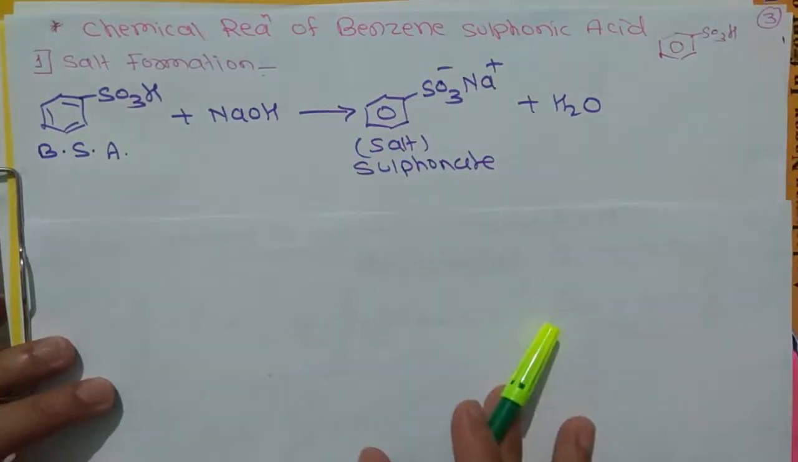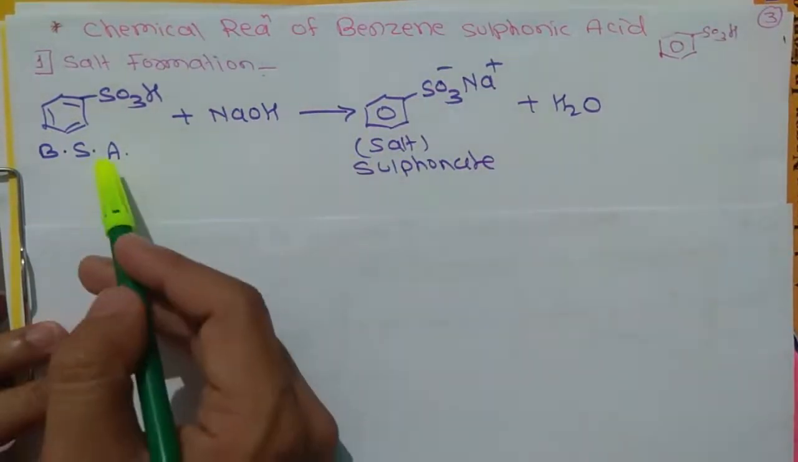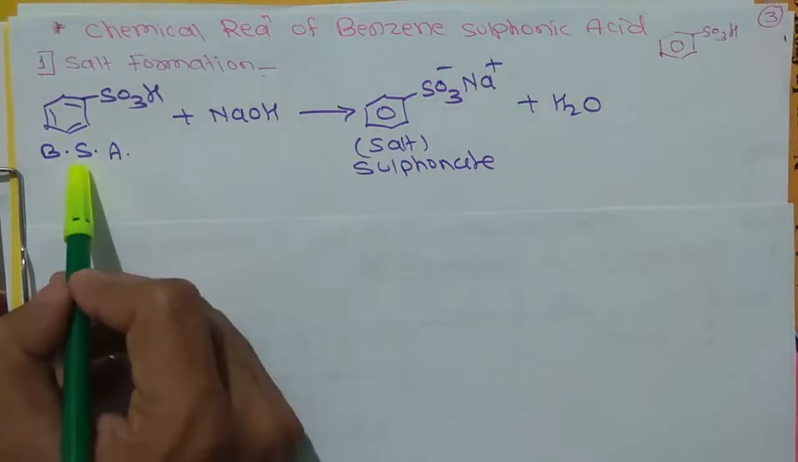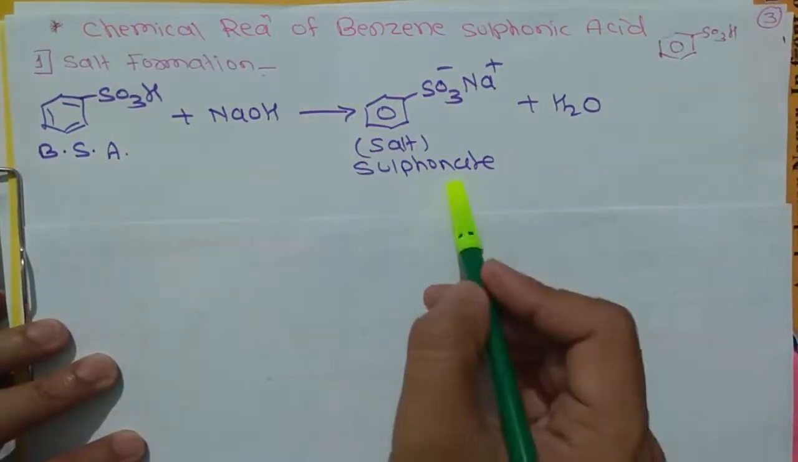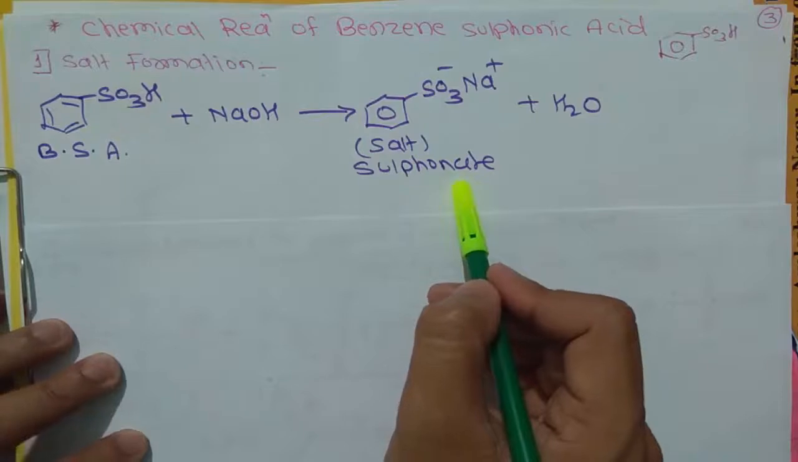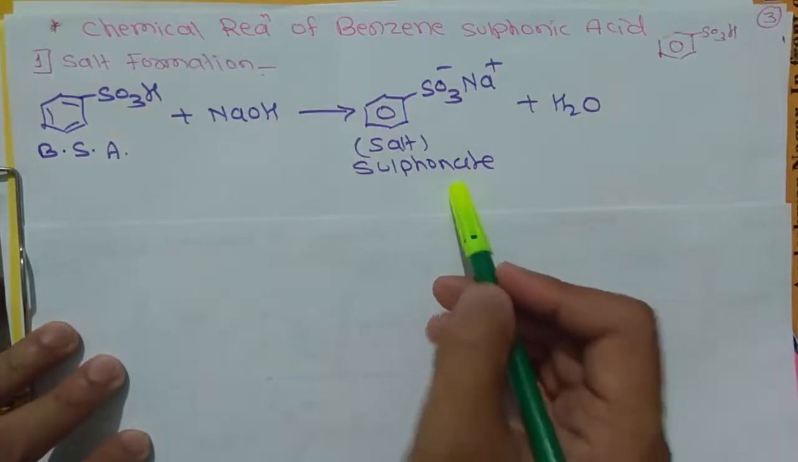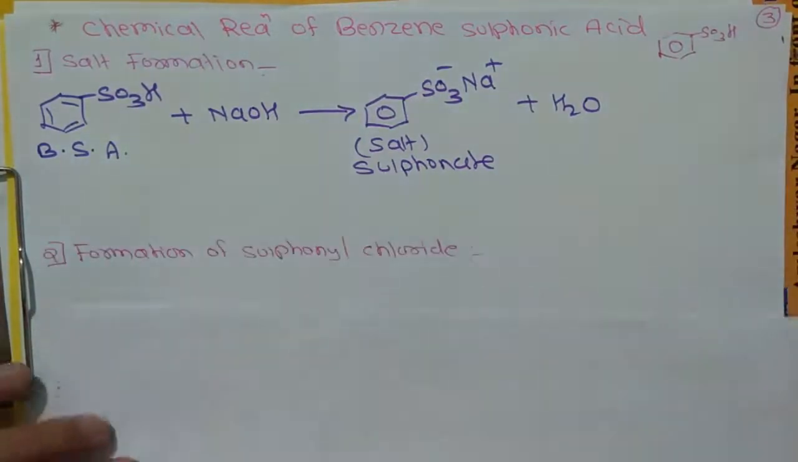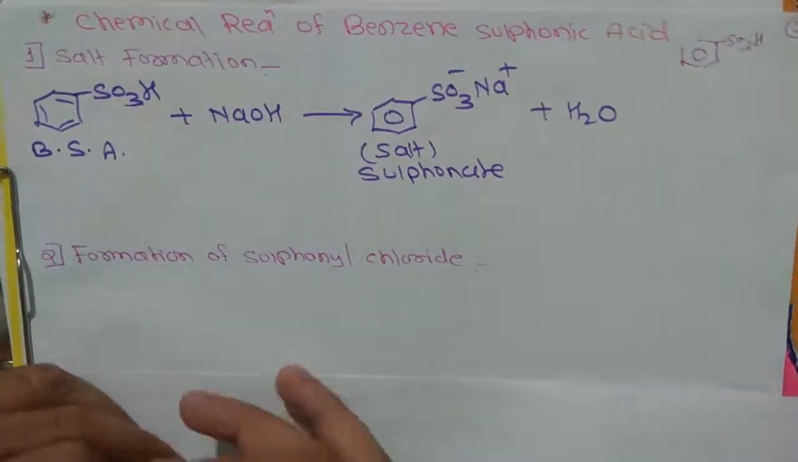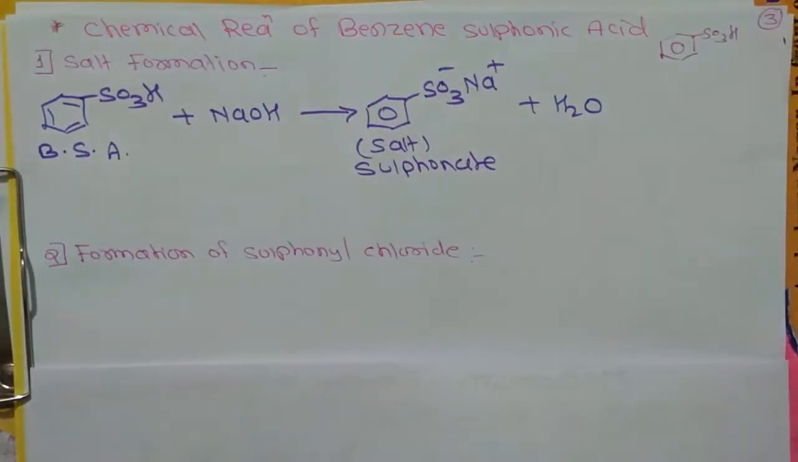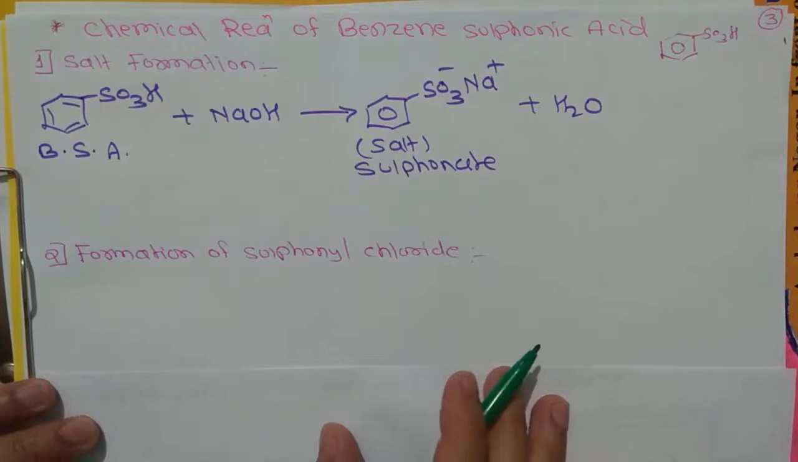Then we can also write down the explanation of the reaction. When benzene sulfonic acid reacts with aqueous NaOH, there is a formation of sulfonate. A simple reaction, salt formation, takes place. Then we can go to the next reaction, the formation of sulfonyl chlorides.